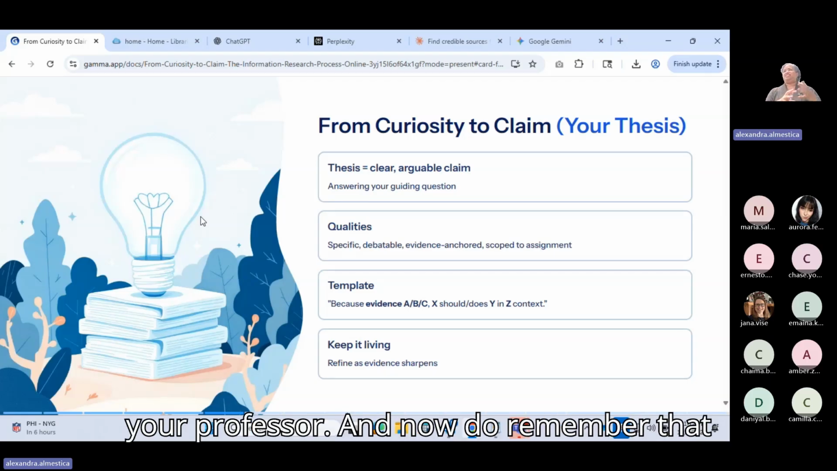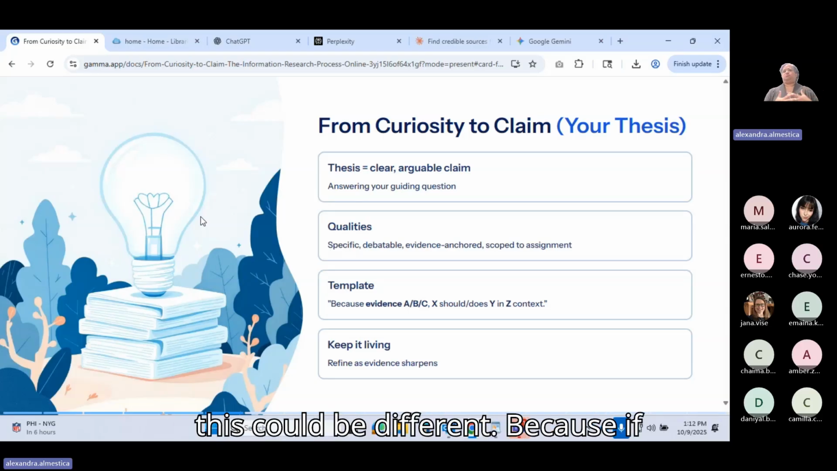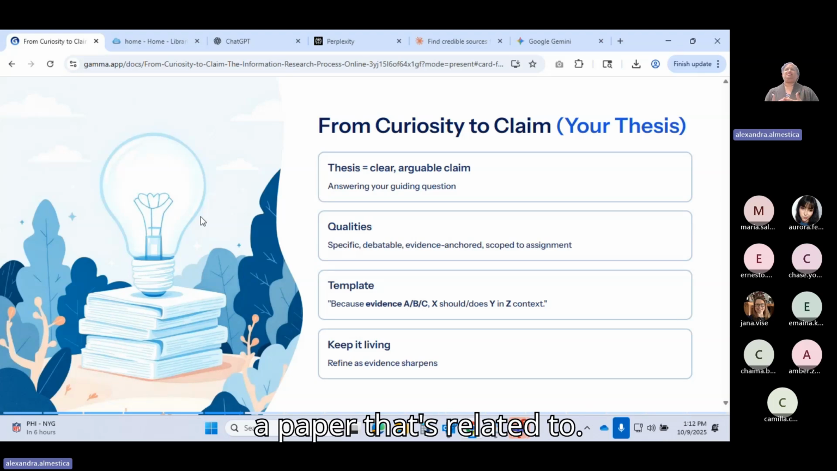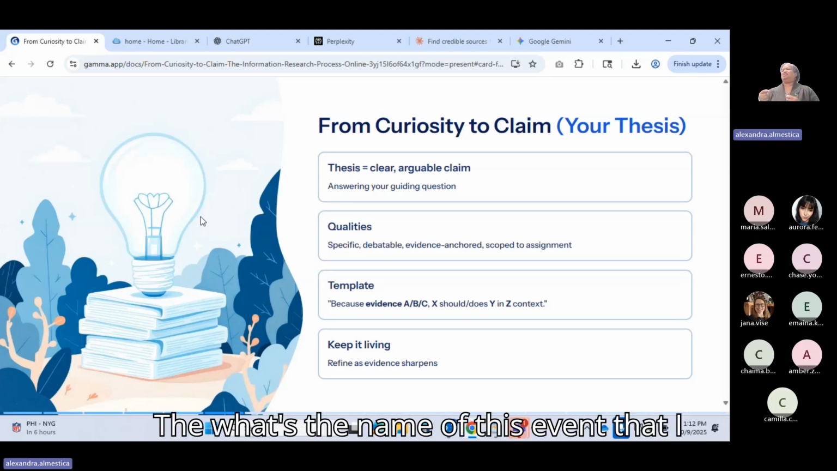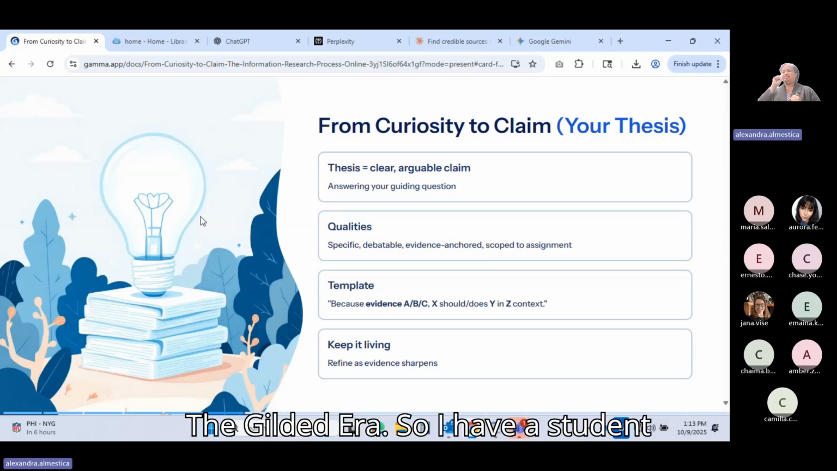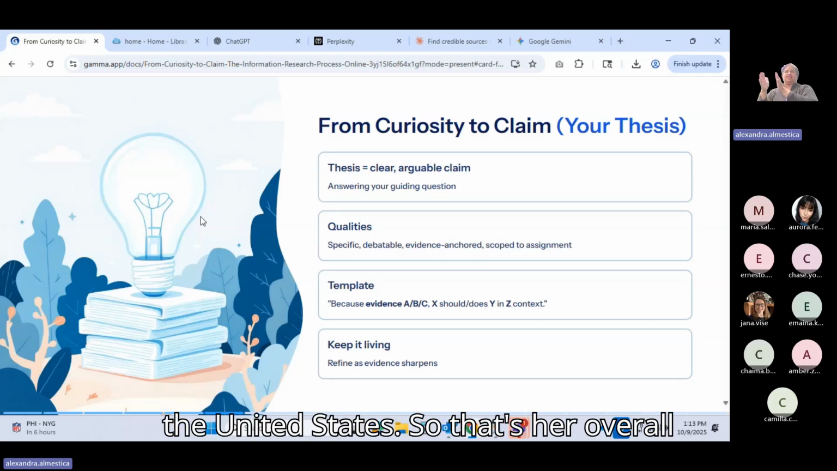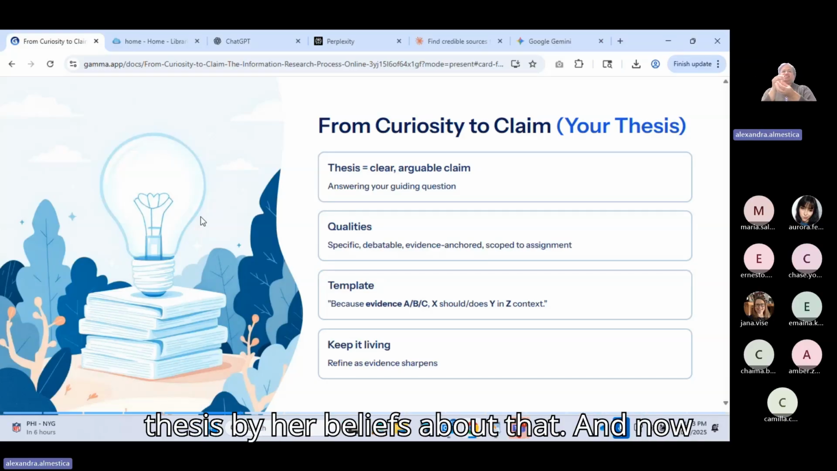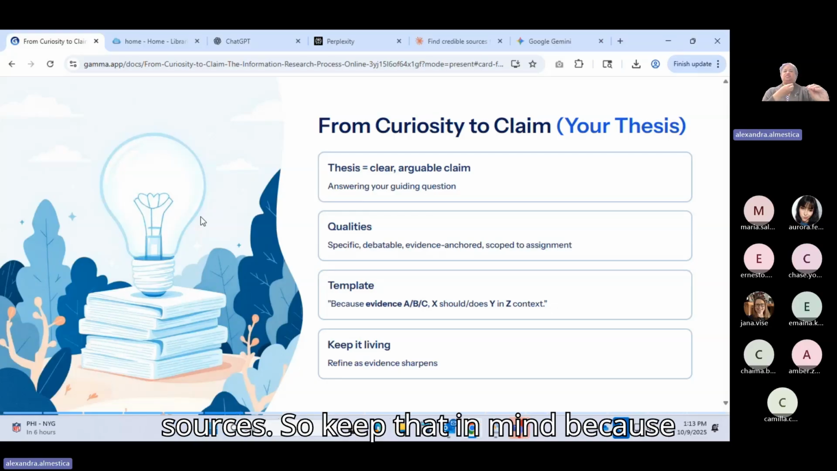And do remember that depending on the nature of the class, this could be different. Because if you're in history, perhaps you're writing a paper that's related to, what's the name of this event that I have a student working on? The Gilded Era. So I have a student that's working with the Gilded Era in the United States. So that's her overall topic, right? And she's now defining the thesis by her beliefs about that. And now she's going to find some sources.